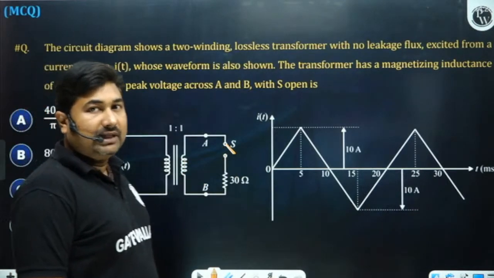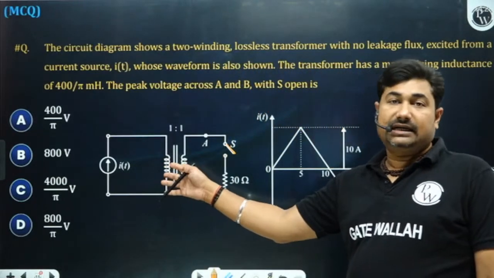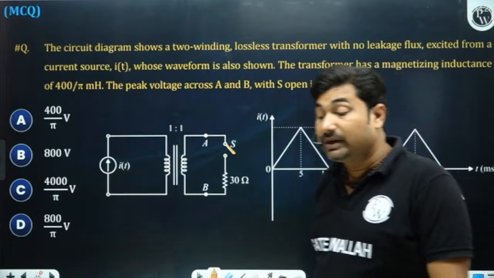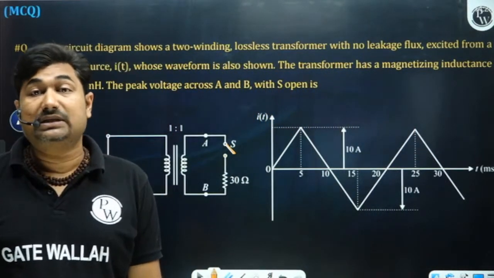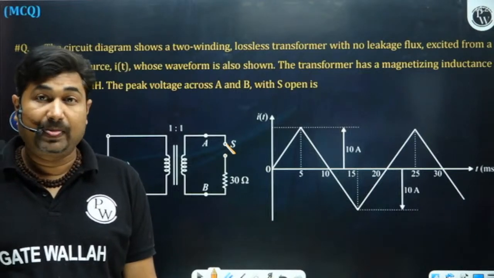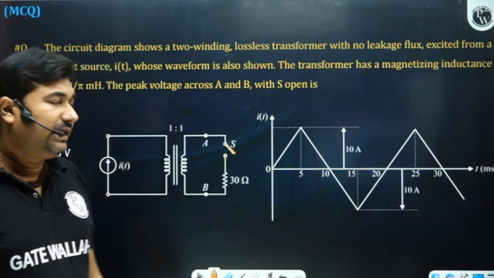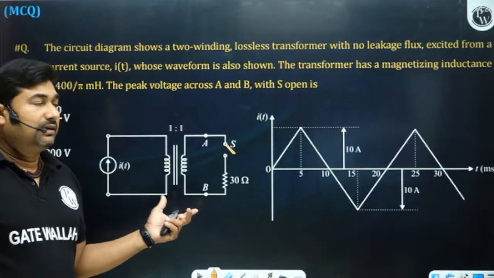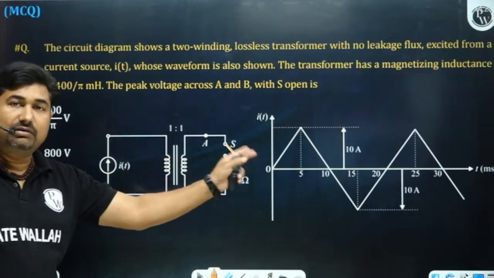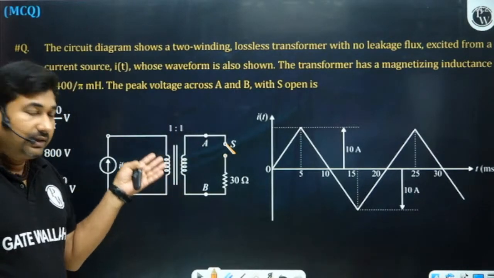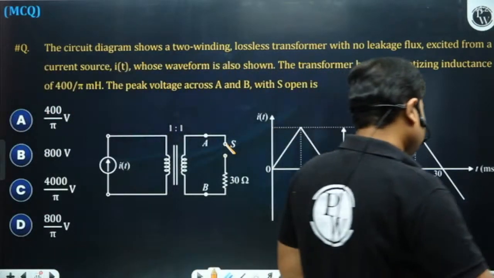See, one thing is very important. The most important precaution in case of a current transformer, because it is excited by the current source, is that it should not be open circuited under any circumstances. Otherwise, your current transformer may get damaged. But they have made a question like this. A current of that many amperes is being supplied, having a triangular wave shape. Then during open circuit, what is the peak voltage across AB?